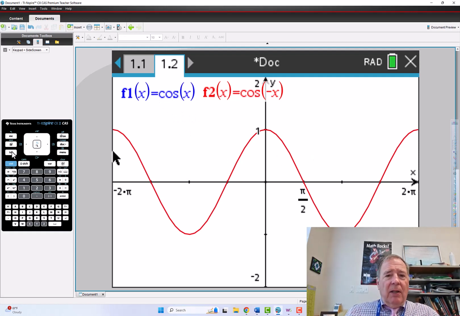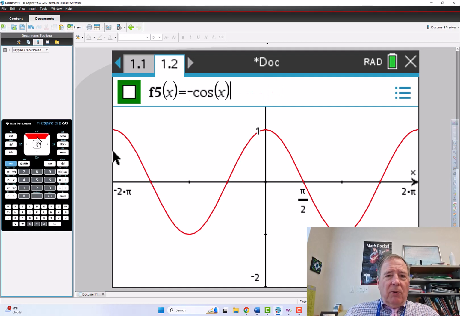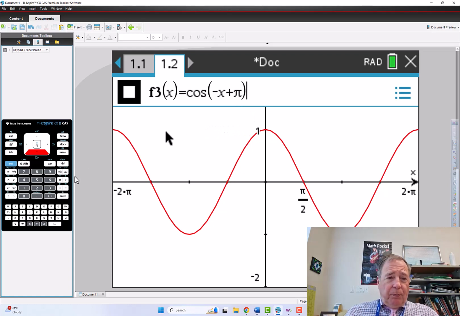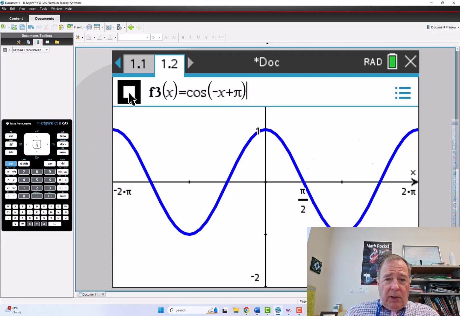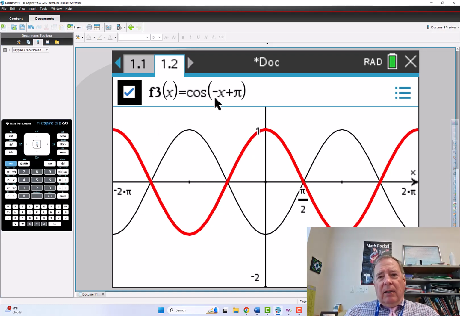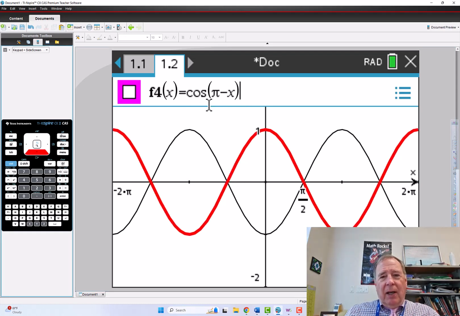So I'm going to put the negative in there, and this function and this function are exactly the same. Now I'm going to go to F3, and now I've got the negative x, which doesn't do anything, but plus pi is going to move me over to the left by pi. So I'm going to put that in. So there is negative x plus pi. But that's the same thing as pi minus x.